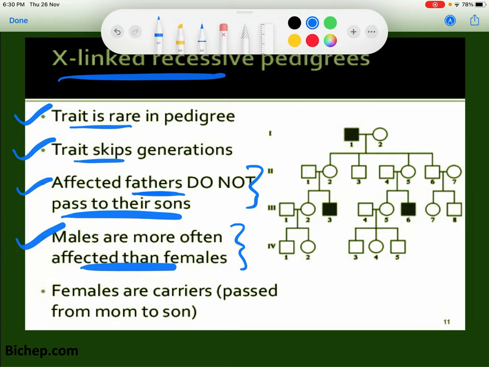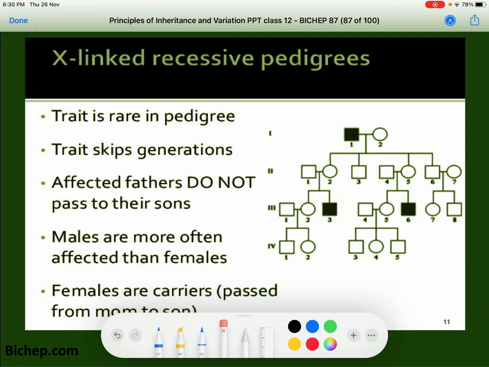Both of these females are carriers, passing the trait from one generation to the other. They are the carriers. Right? So these are the important characteristic features of X-linked recessive disease. Please take the screenshot.